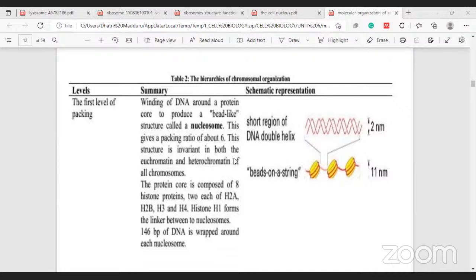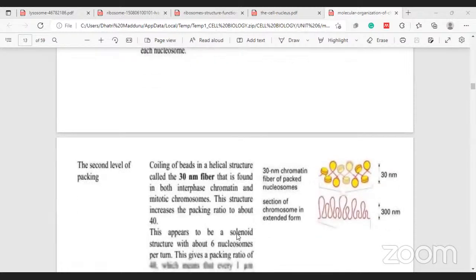And this structure is invariant in both the euchromatin and heterochromatin. Here are 8 histone proteins: 2 H2A, 2 H2B, 2 H3, and 2 H4. And this center thread-like structure which is attaching these nucleosomes, that is H1. This is called the linker protein. So this helps in the packing of the DNA around these proteins. So 146 base pairs of DNA are wrapped around each nucleosome.